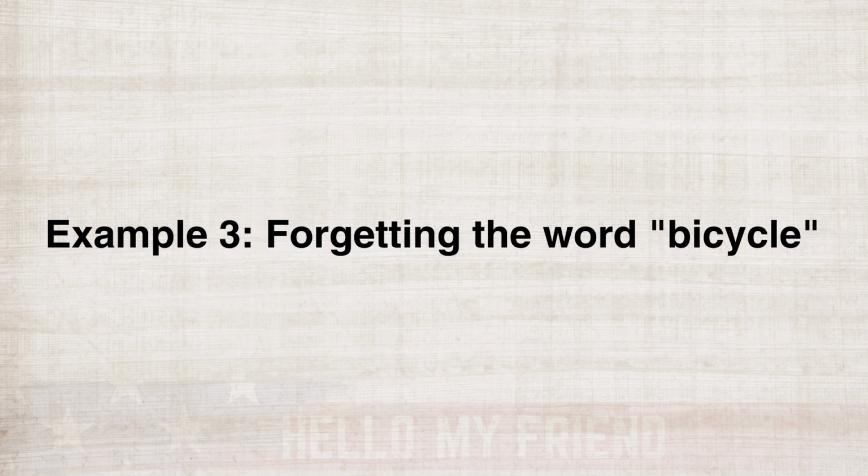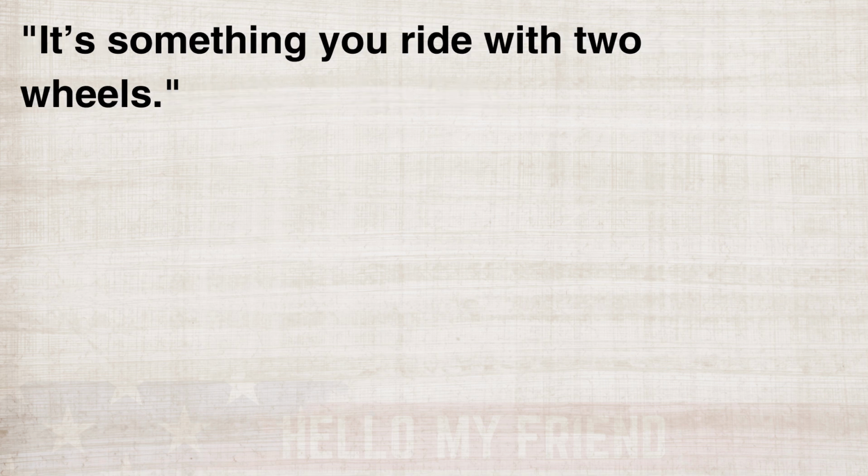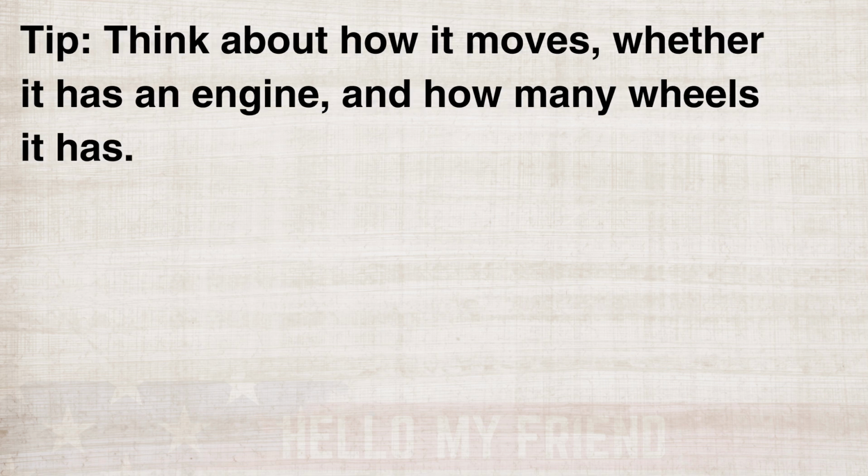Example 3. Forgetting the word bicycle. If the word bicycle doesn't come to mind, describe it like this. It's something you ride with 2 wheels. Another way would be, it's a vehicle that doesn't have an engine, and you pedal to make it move. Tip: think about how it moves, whether it has an engine, and how many wheels it has.